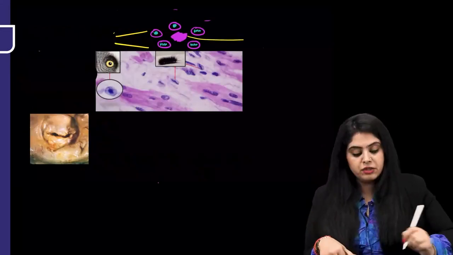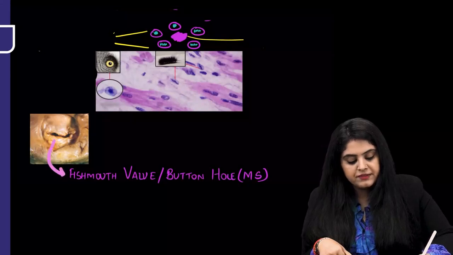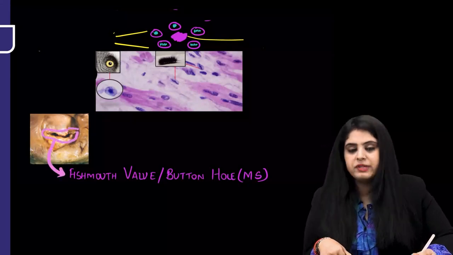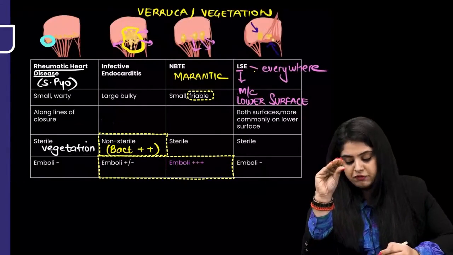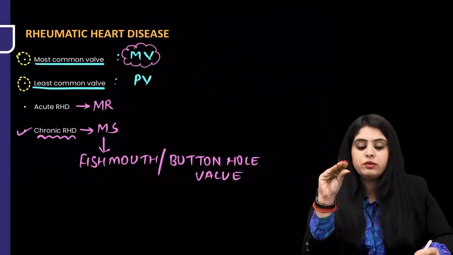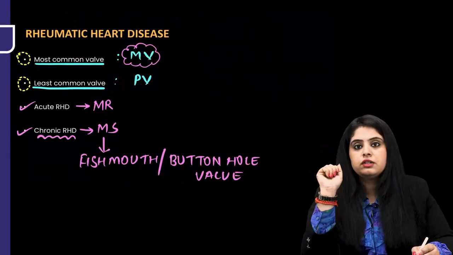You can have a look at this picture over here. Look at this, very, very famous. Can you all see that the valve has become very narrow? It has become as if it's shut off. So that is the fish mouth or the buttonhole valve that you see when there is a case of mitral stenosis. So initially there is mitral regurgitation and later on there is mitral stenosis.